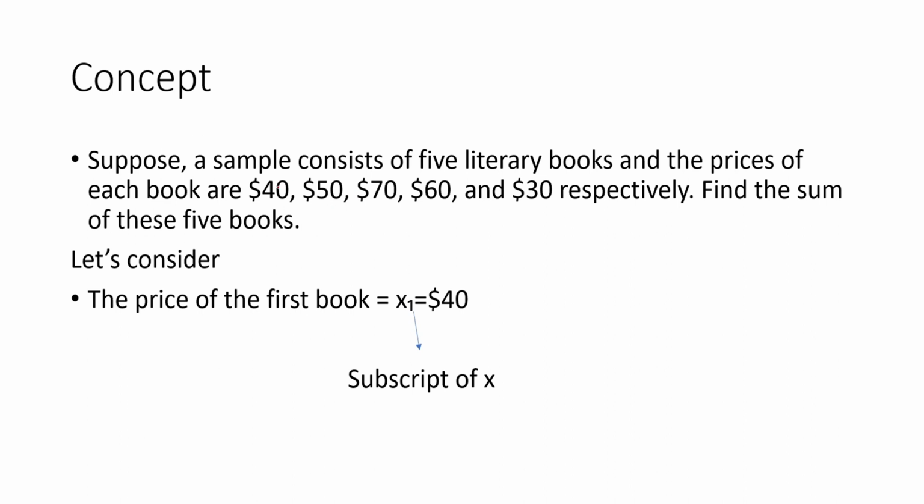Here is an example. In this example, a sample consists of 5 literary books and the price of each book is $40, $50, $70, $60 and $30 respectively. We are asked to find the sum of these 5 books. The sum simply means the addition of all the variables, and the variable is price.